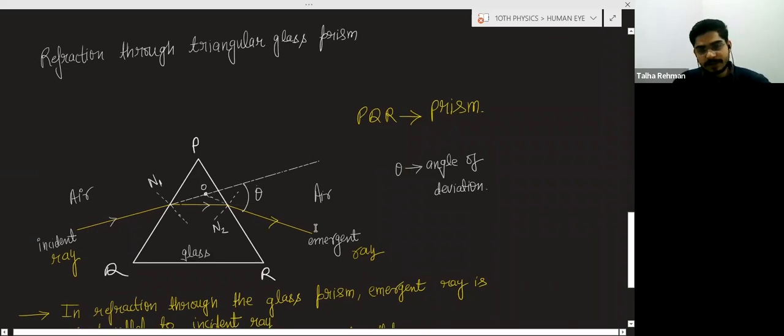The finally refracted ray is known as the emergent ray. Now you can see this is the direction of the incident ray, and this is the direction of the emergent ray. Both are not parallel. This angle is known as the angle of deviation, meaning how much the incident ray is deviated. It is measured by this angle theta. So this is the angle of deviation, this is the incident ray, and this is the emergent ray.